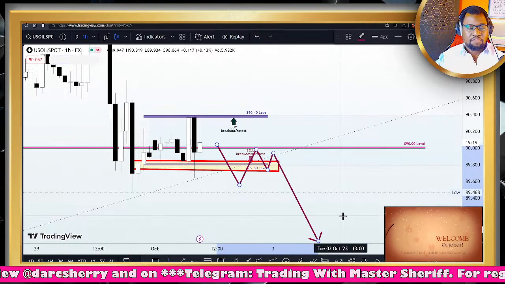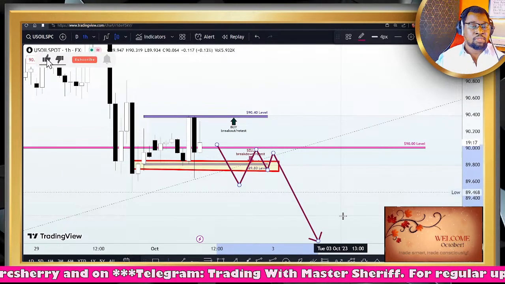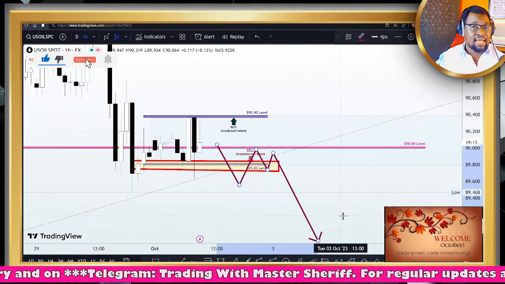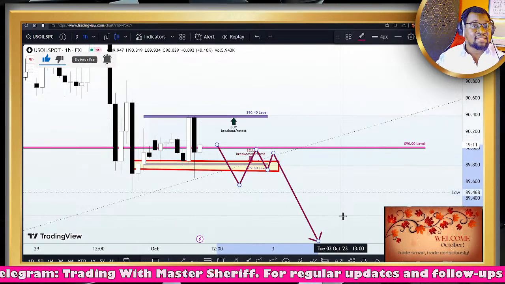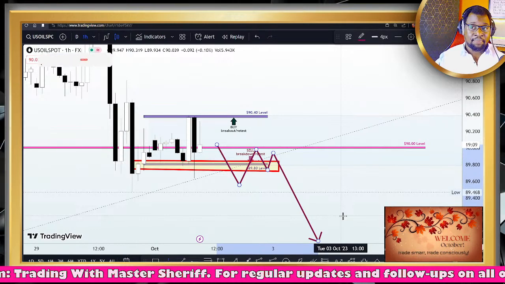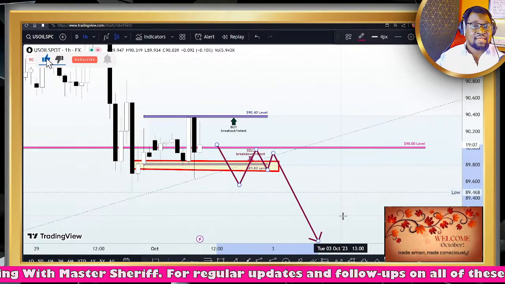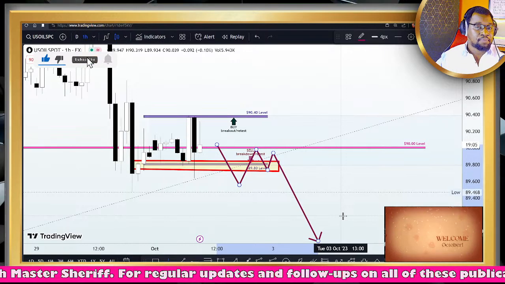So for today's trading session on the US oil spot, we are not considering selling unless the breakdown of that support line and that ascending trend line happens today. So that is how we are going to be selling the US oil spot.